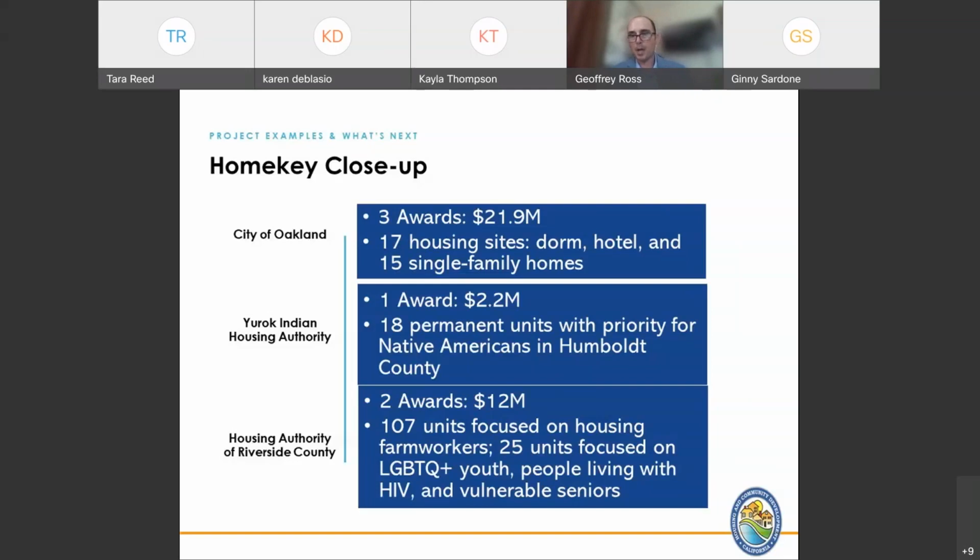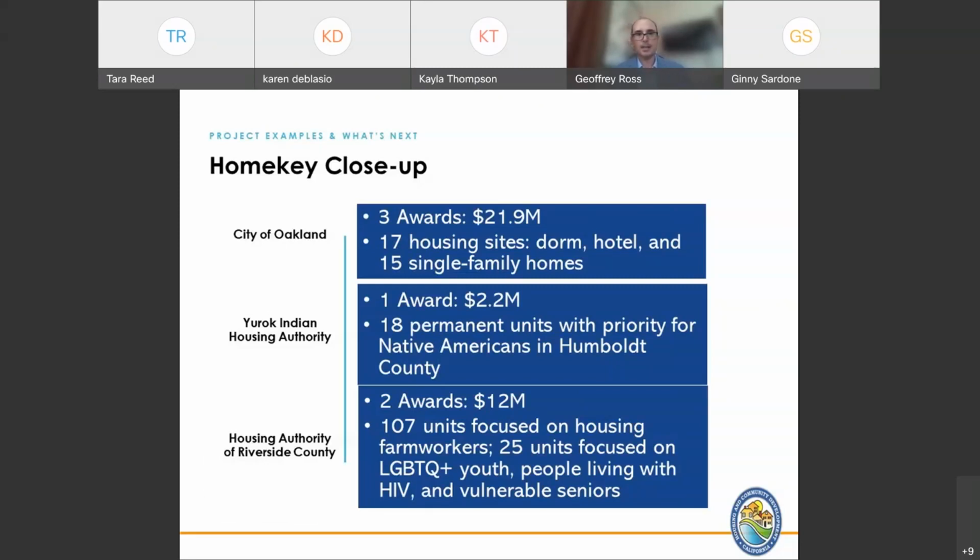The Yurok Indian Tribe, 1 award, 18 permanent units for our native partners, to provide much needed housing. If you remember from an earlier slide, Native Americans on average experience 10 times the disproportionate impact of homelessness on their populations. And then for Riverside Housing Authority, they were really looking at serving very distinct subpopulations, farm workers, LGBTQ+ youth, and they were very creative in creating some great projects.